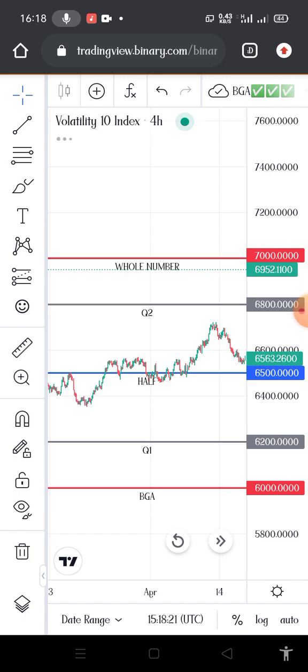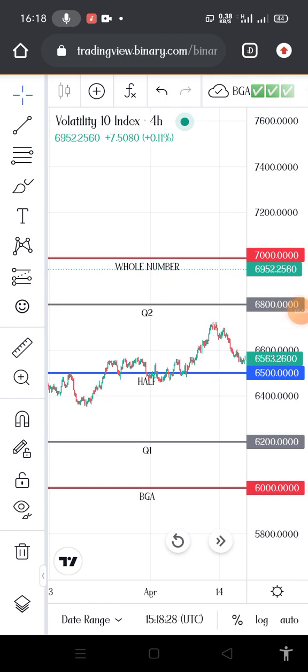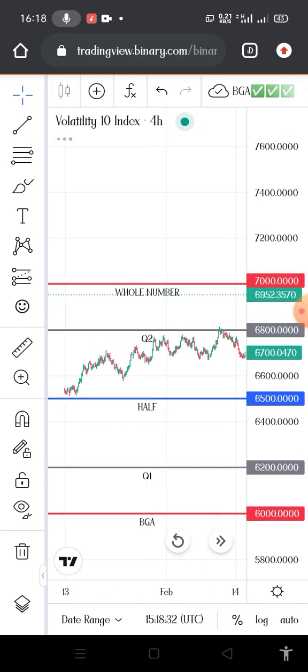Let's keep going. Look at this place now. It made so much range in here, and it still went up. Let's keep moving.